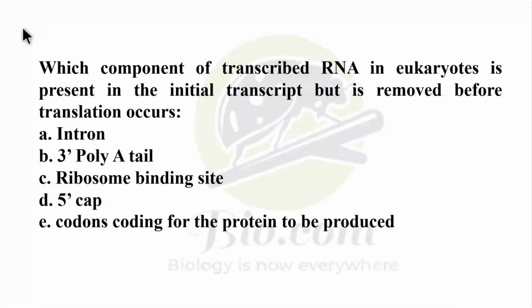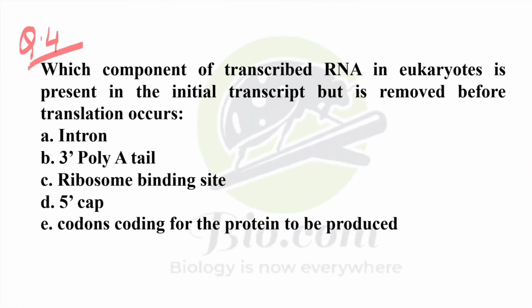So question number 4, which says: which component of transcribed RNA in eukaryotes is present in the initial transcript but is removed before translation occurs. So out of the given options, you have to find out which component is present in the initial transcript but is removed before going on to the translation process. यानी कि initial transcript में वो present रहता है but translation होने से पहले उसे eliminate या remove कर दिया जाता है. So is it an intron? Yes, intron ही है वो.